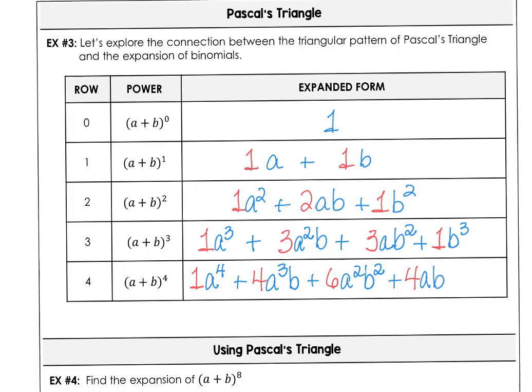And then the b is going up. So b to the 1, b to the 2, b to the 3. And then our last coefficient is 1. The a drops off because it's a to the 0 and then b to the 4th. So the powers on a go power 4, power 3, power 2, power 1, power 0. And the powers on b go b to the 0 power, b to the 1, b to the 2nd, b to the 3rd, b to the 4th.